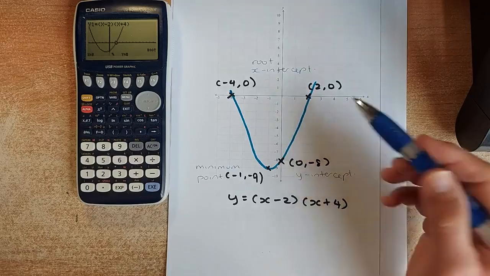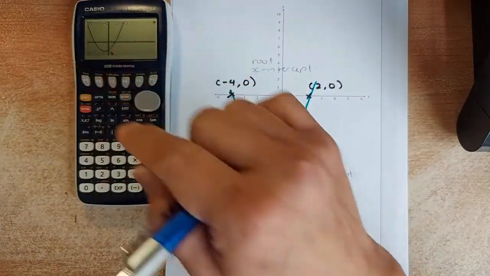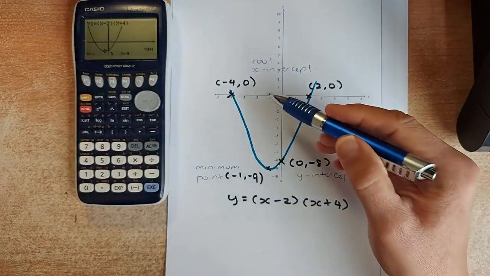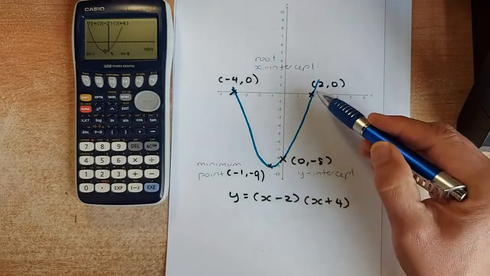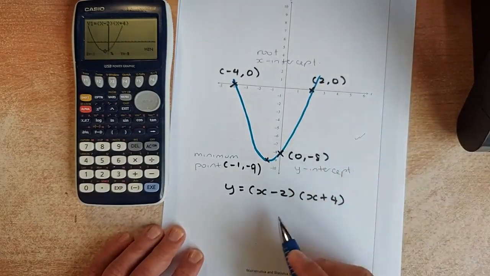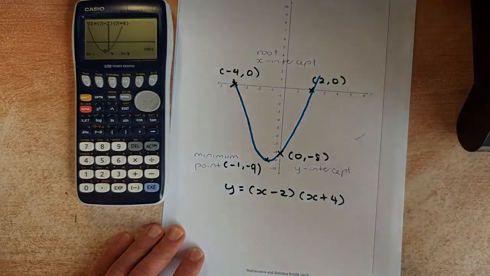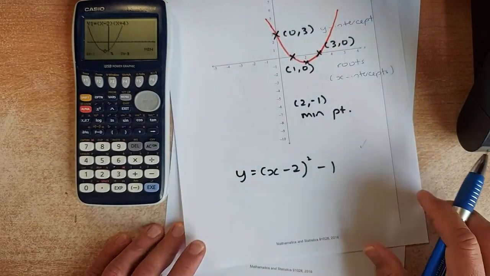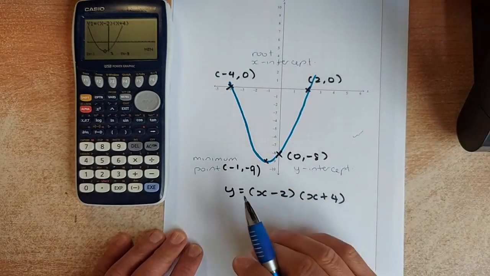And of course the last step, you must find the minimum point. Go to G-Solve, minimum F3, and the answer is -1, -9, the minimum point. You've got 4 points: 1, 2, 3, 4. Join them, and that will be another achieve. That is the second version of the quadratic graph. The first version is x minus 2 squared minus 1. The second version is factorized, x minus 2, x plus 4.